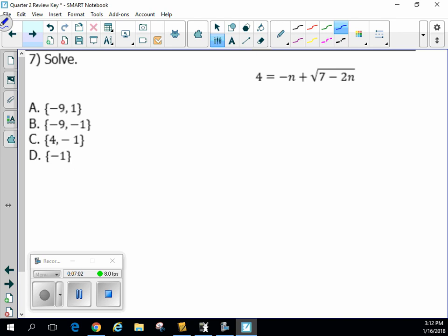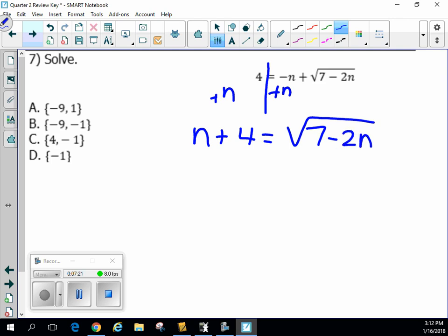Number 7, in order to solve a radical question here, we need to isolate the radical. So we first have to move this negative n by adding n to the other side. So we get n plus 4 equals the square root of minus 2n. Now, if you remember correctly, to undo a square root, you must square both sides. So when we square the square root, it cancels out the square root. And now we have to square n plus 4.